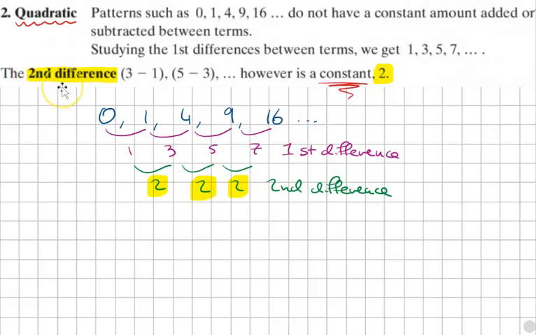The second difference: 3 minus 1 gives us 2, and 5 minus 3 gives us 2, and likewise 7 minus 5 also gives us 2. However, it is a constant. It's 2. So the second difference is 2. So the second difference is the same.